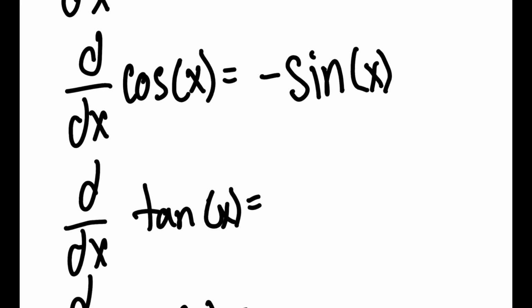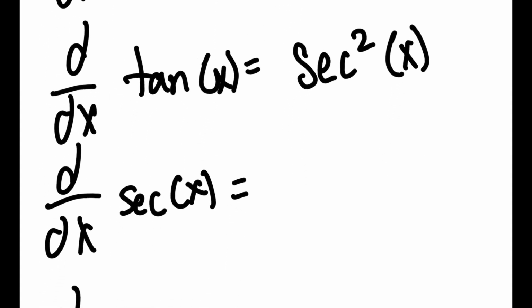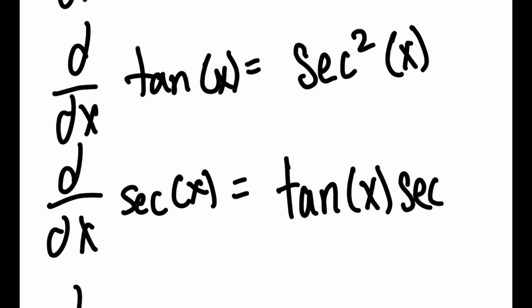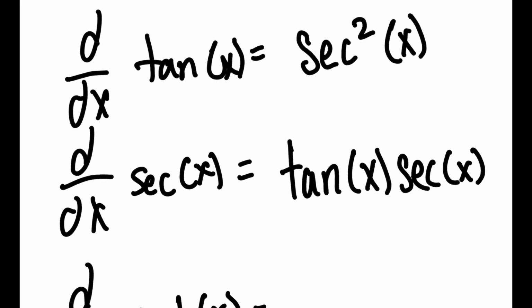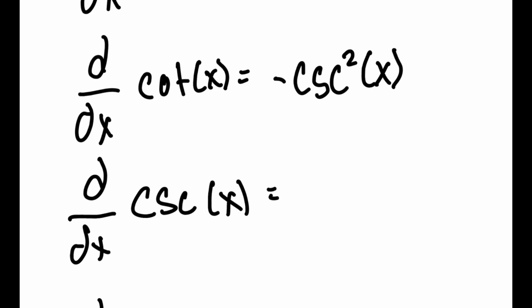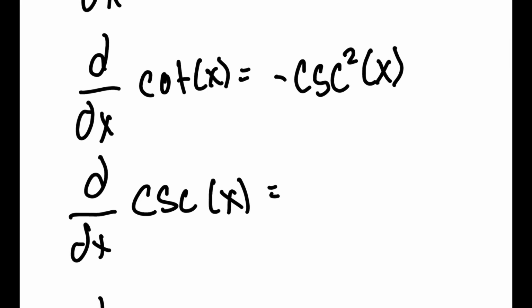The derivative of tangent of x is equal to secant squared of x. The derivative of secant of x is equal to tangent of x times secant of x. The derivative of cotangent of x is equal to negative cosecant squared of x. And the derivative of cosecant is equal to negative cotangent of x times cosecant of x.